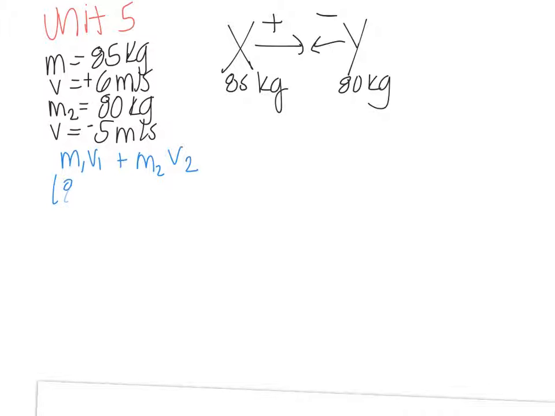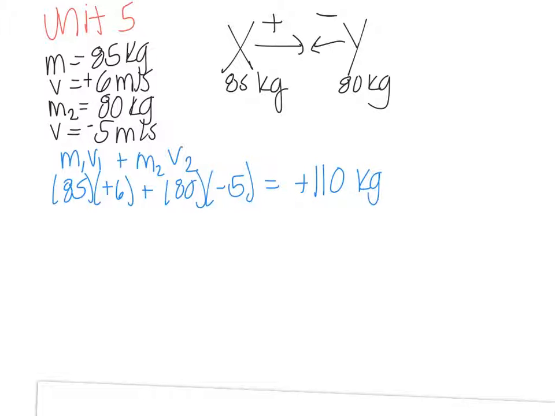So m1 is 85, velocity plus 6, plus 80, negative 5. This gives me a total of positive 110. The units are kilogram meters per second because we know momentum is equal to mass times velocity, which is kilograms times meters per second. So 110 kilogram meters per second is the momentum after the collision, just like it's the momentum before the collision.